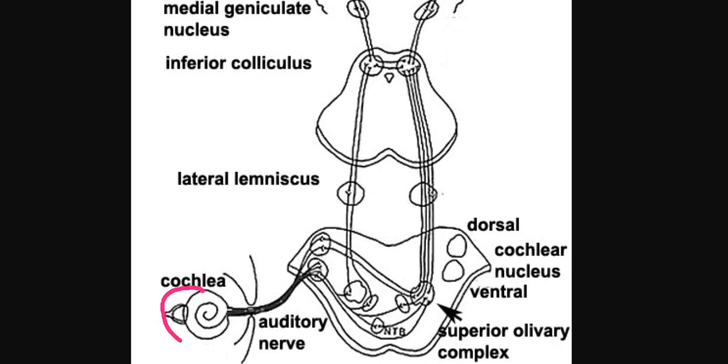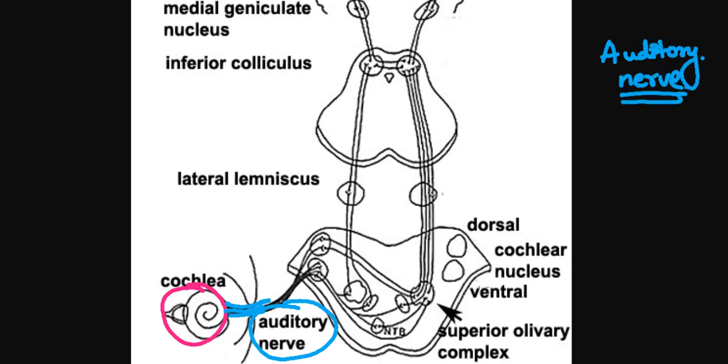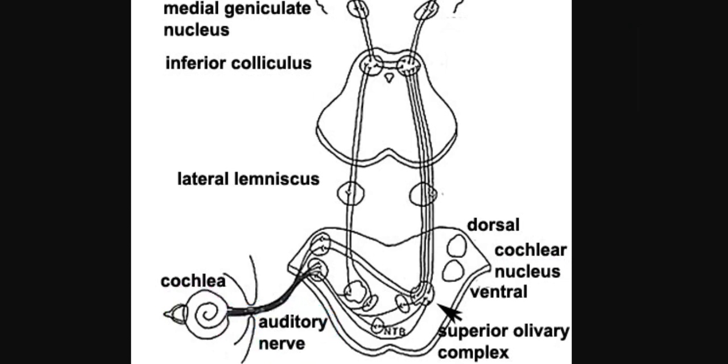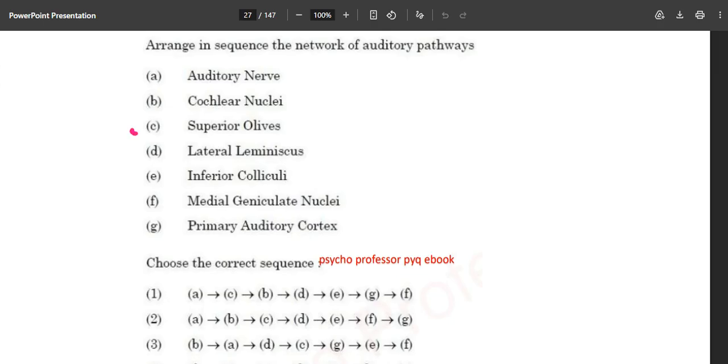Okay, now you can see this is your ear, and when this nerve leaves your ear, it becomes the auditory nerve, and that is why we marked the auditory nerve as the first option, as the correct option in the previous question. Auditory nerve will be the very first. Then we have the cochlear nuclei, as you can see over here. And then we move towards the superior olives. As you can see, first one will be the auditory nerve.